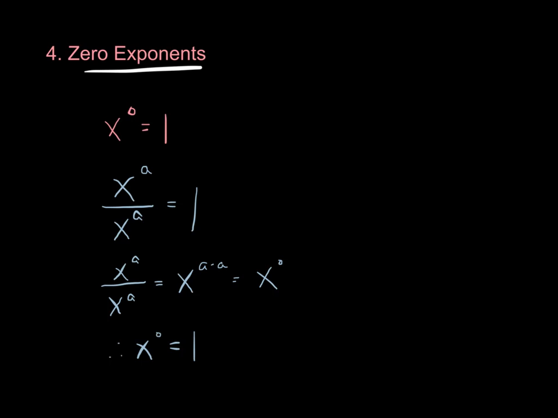Now there is an exception here, and that is that 0 to the 0 is undefined. So we can raise any number to the 0 power except for 0, which might make sense if you look at this in terms of division. If the base is 0, we have a problem because we would be dividing by a 0. We'd have a 0 in the denominator. So that is one reason we can consider 0 to the 0 as undefined.